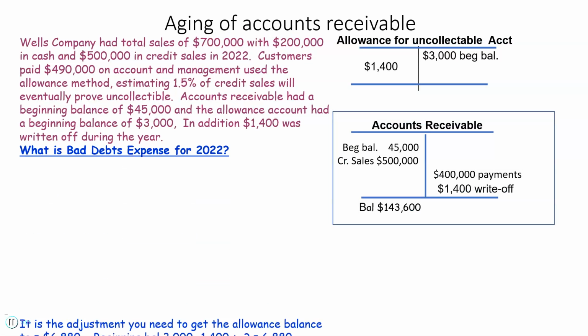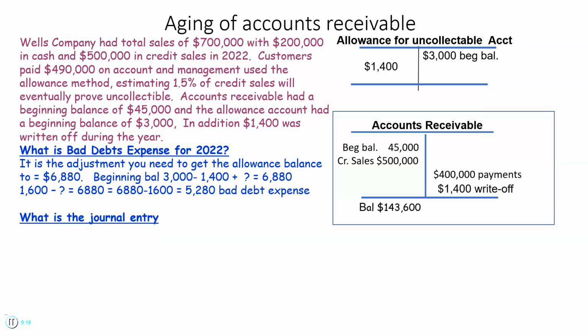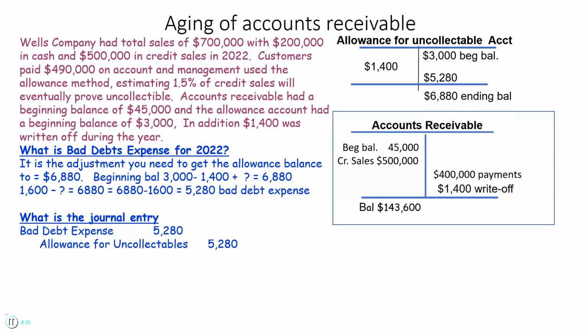So what is bad debt expense? Bad debt expense is the amount we need to enter to get our balance up to 6,880. So we don't know our bad debt expense yet. Based on this, we need bad debt expense of 5,280 so that we end up with a balance of 6,880 in our allowance for uncollectibles account. So here's our journal entry. And when we add those up, we get 6,880, which is what we estimated it should be based on our aging of receivables.